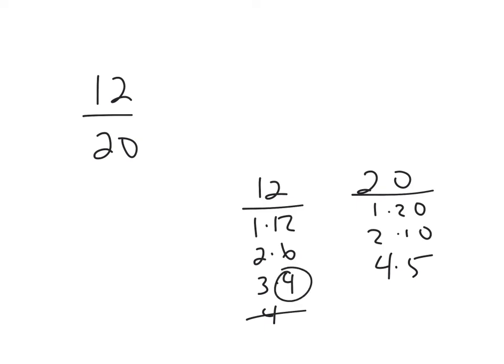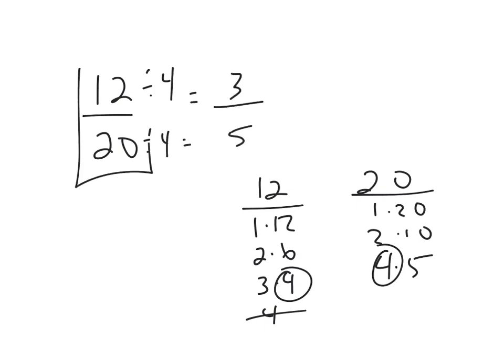So 4 is my greatest common factor, so I'm going to divide by 4 and divide by 4. That's going to give me 3, and that's going to give me 5. 12/20 reduces to 3/5.